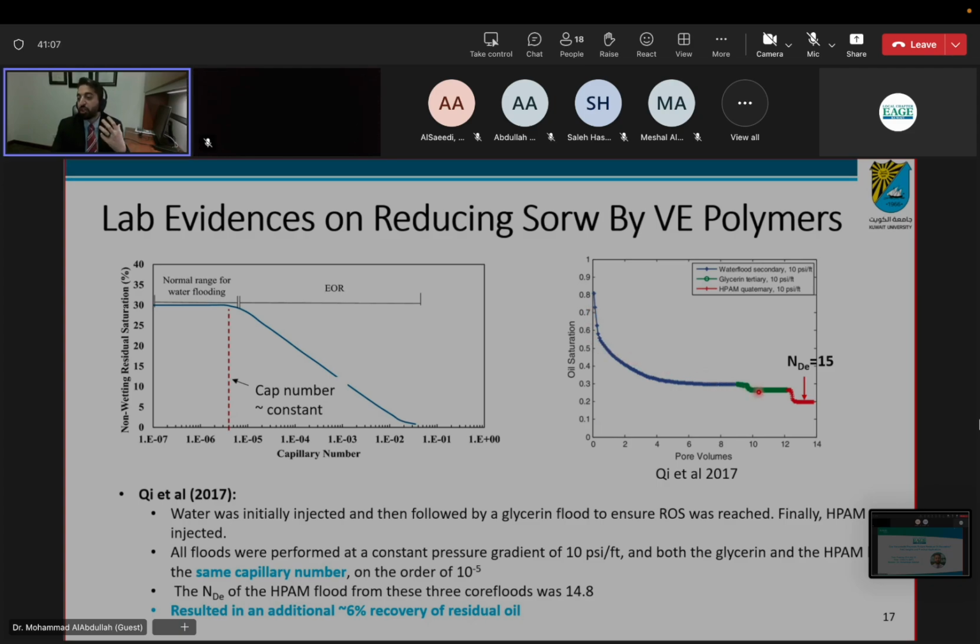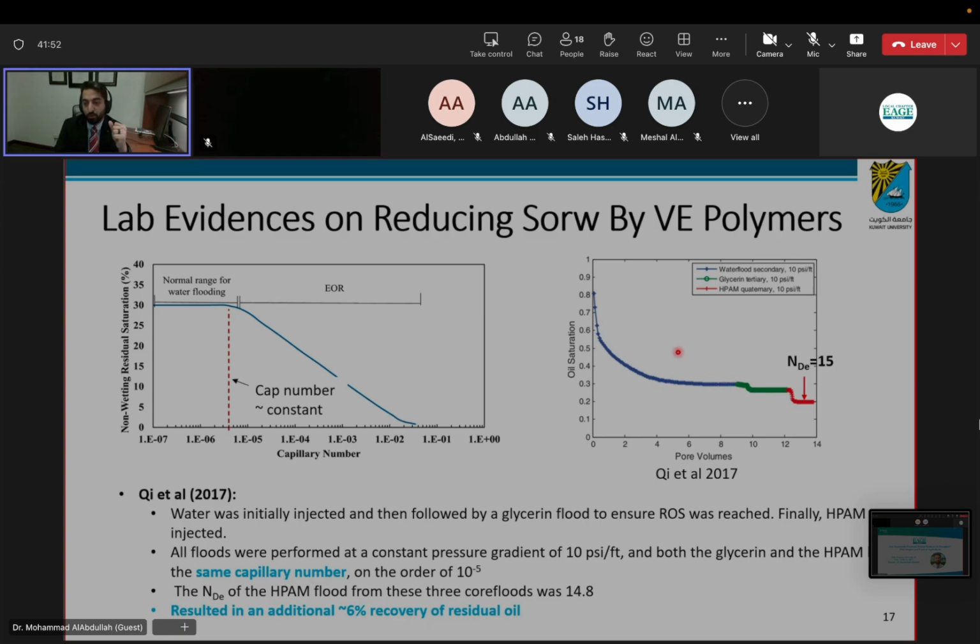Then they injected glycerin. What's glycerin? It's a Newtonian fluid. Let's assume it's just like water with higher viscosity. Why would they do so? Because they want to differentiate the impact of increasing viscosity from viscoelasticity, in the sense that here I'm injecting a higher viscosity than water, because we said if I continue injecting water for an infinite number of pore volumes, it will end up with the same impact as the polymer. Why? Because viscosity is higher. So they said, okay, let's differentiate the impact of only viscosity increase from viscoelasticity.